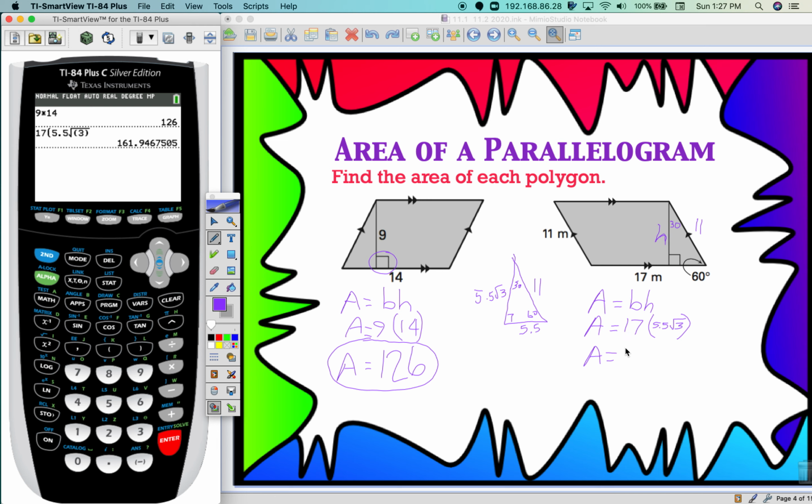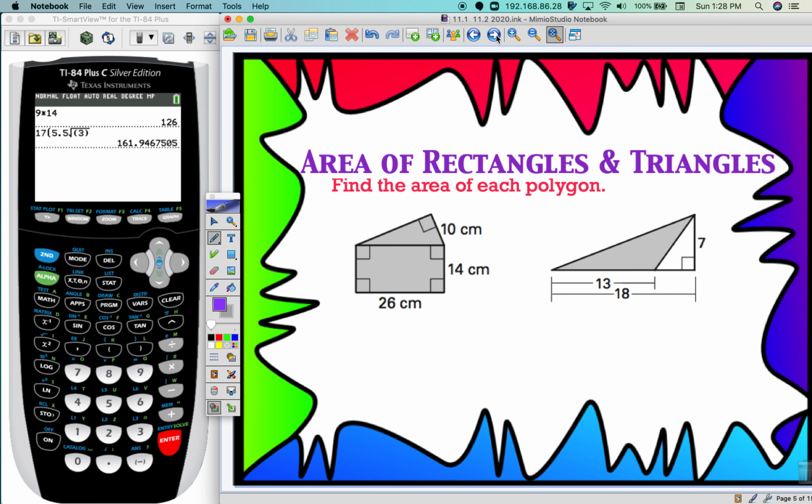And it doesn't say in the directions, but we'll round to the nearest tenth. So this is about 161.9. And I'll go ahead and write it this time square meters, because we're talking about area. That's all there is to it.